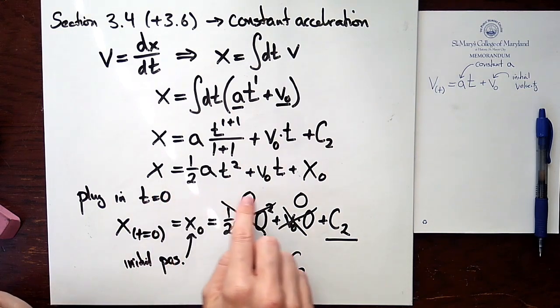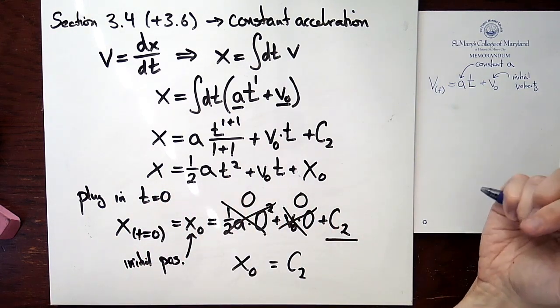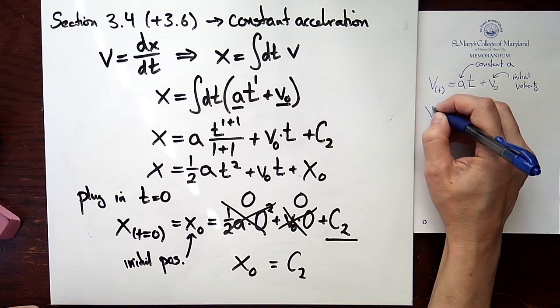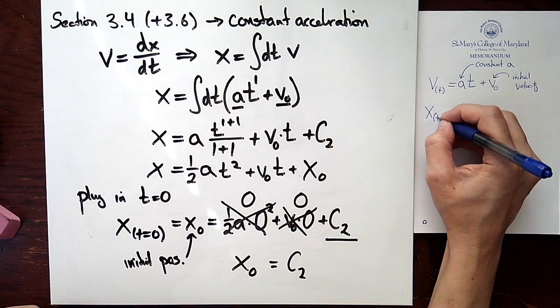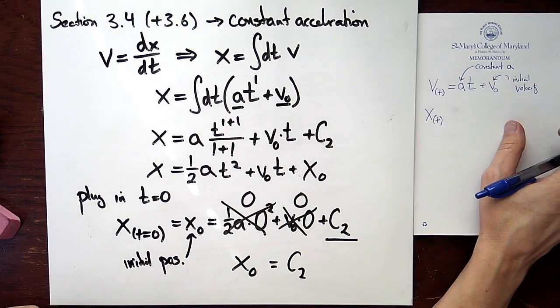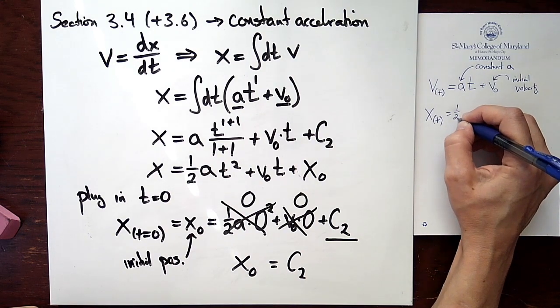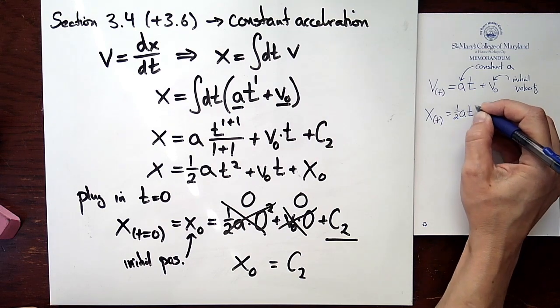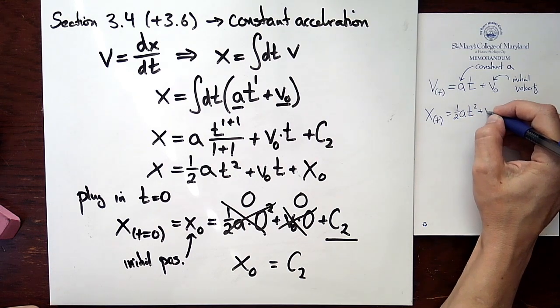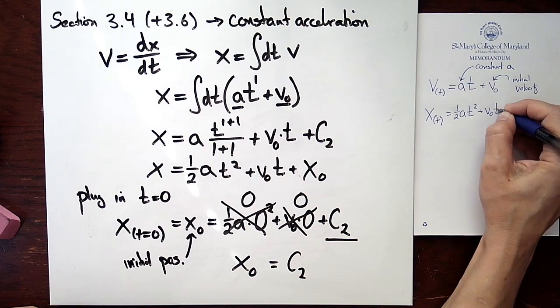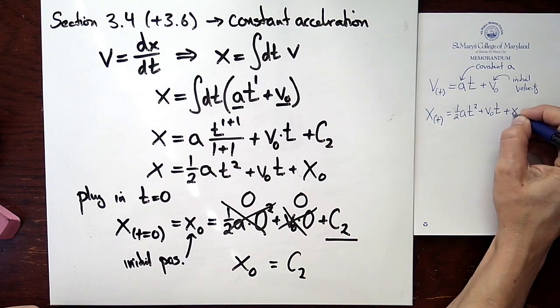So let's go ahead and write this equation down as well. Position, which is a function of time, it'll change as time changes, equals 1/2 acceleration times time squared, plus the initial velocity multiplied by time, plus the initial position.